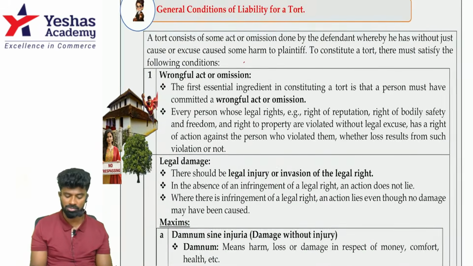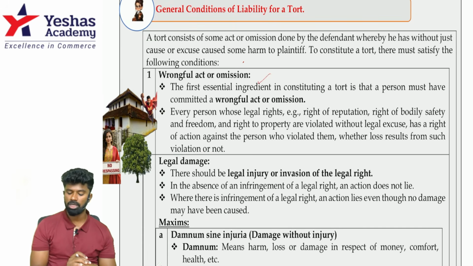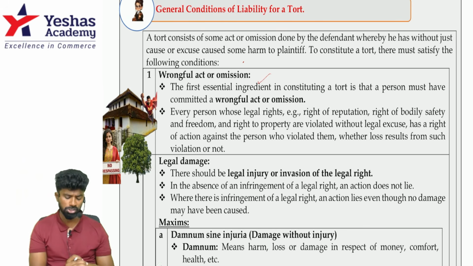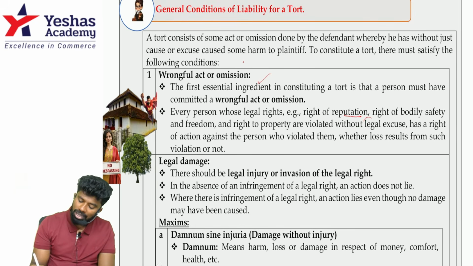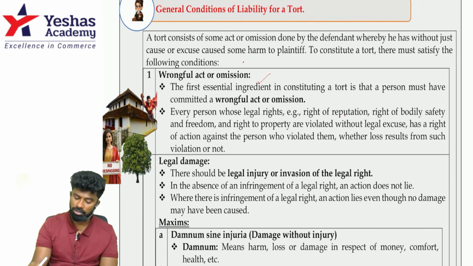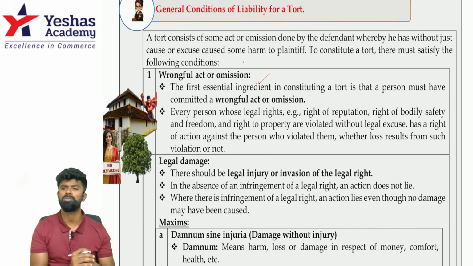What is the first condition to be satisfied? Wrongful act or omission. The first essential ingredient in constituting a tort is that a person must have committed a wrongful act or omission. Every person whose legal rights, that is right to reputation, right to bodily safety, freedom, right to property, are violated without legal excuse has a right of action against the person who violated them, whether loss results from such violation or not. That is the most important thing.